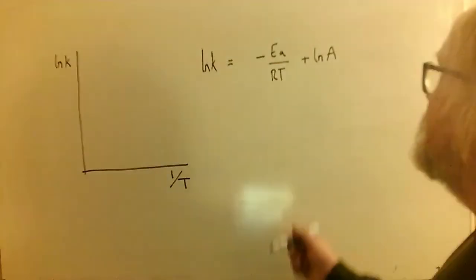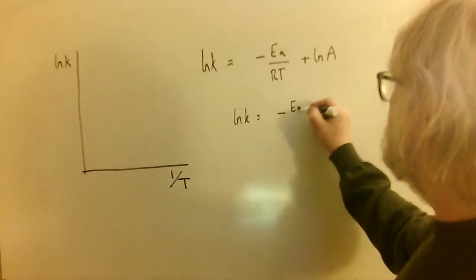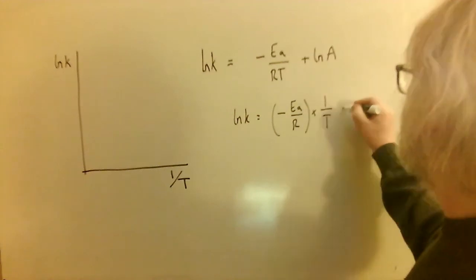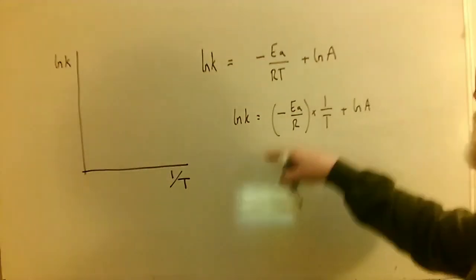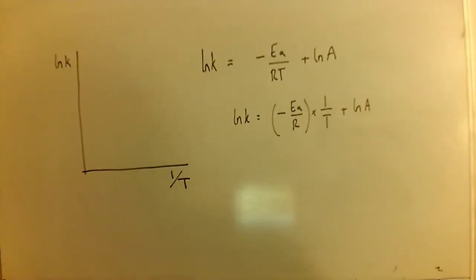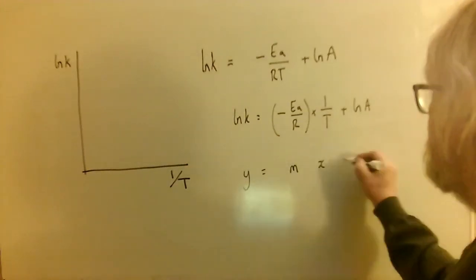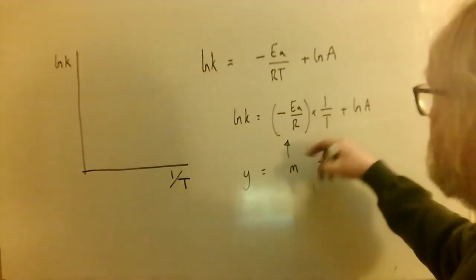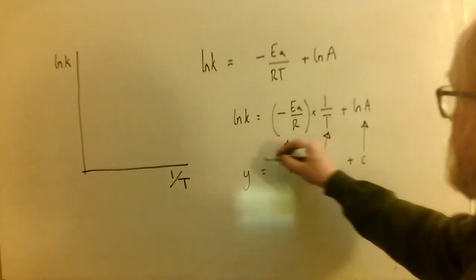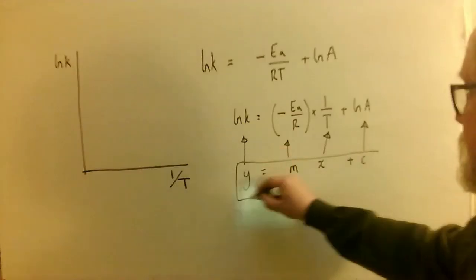And if you just slightly rearrange that to say ln k is equal to minus Ea over R times 1 over T plus natural log of A. So all I've done is taken the T from the bottom line there and taken it out as 1 over T. Then you can see that that's an equation of the form y equals mx plus c, where m is minus Ea over R, x is 1 over T, c is natural log of A, and y is natural log of k. And that, of course, is a straight line equation.